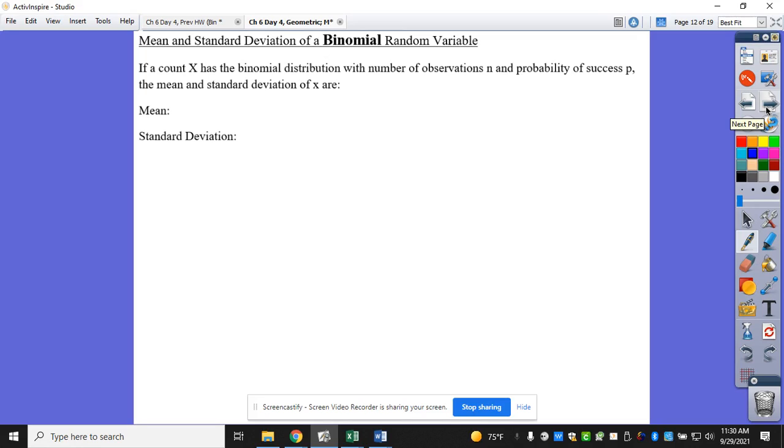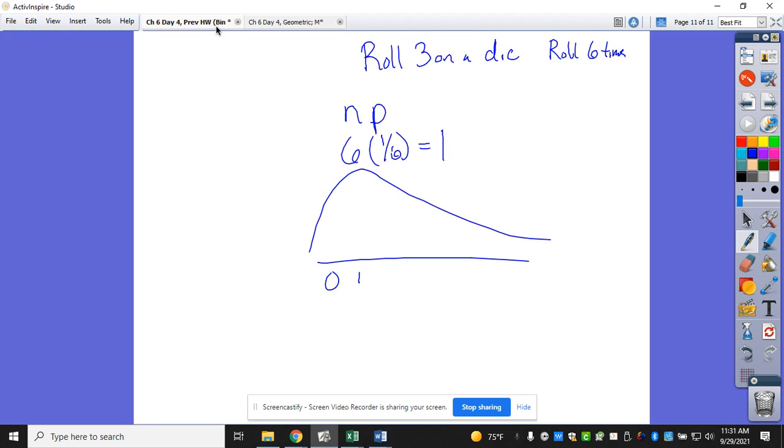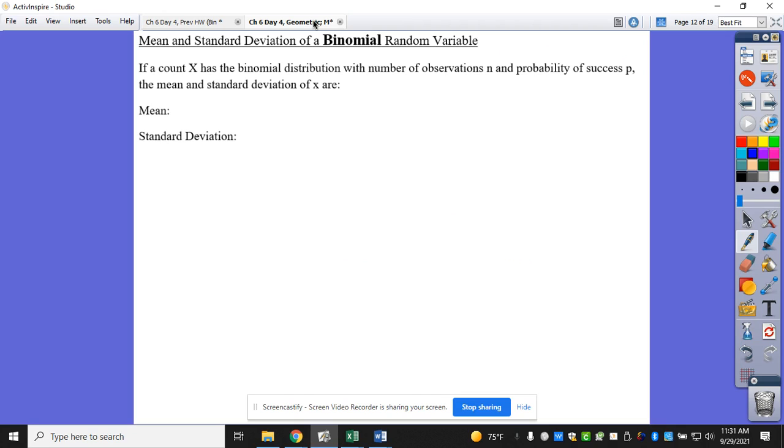Alright, flip it to the back. Now we're going to talk about our mean and standard deviation for each one of them. The mean for binomial, you actually told me that equation because of this. So where does it peak? Well, I take how many I had and my probability and figure out where it peaked. That is what the mean is.